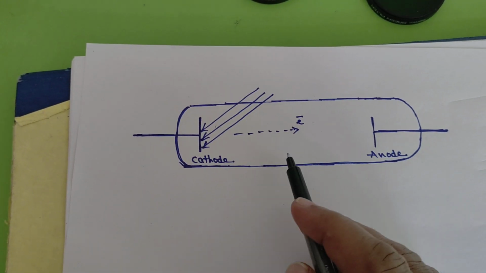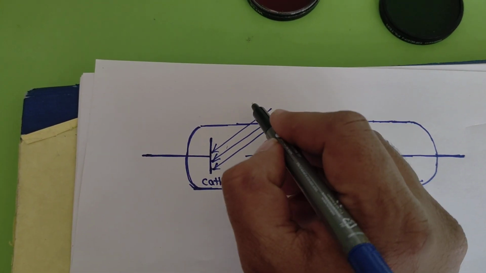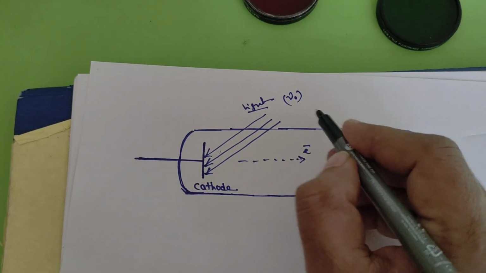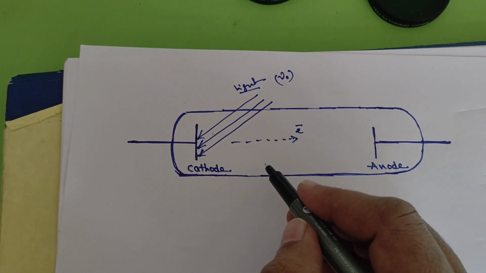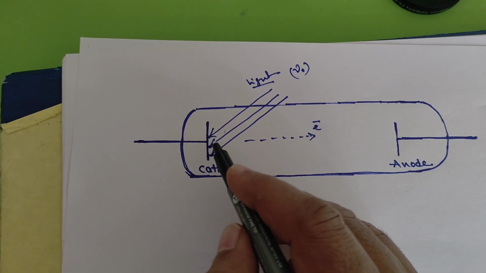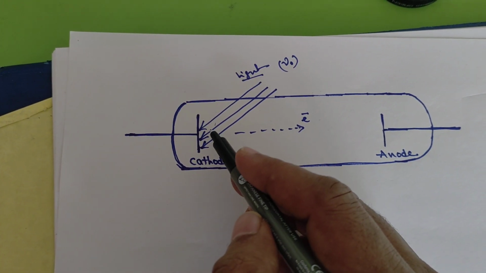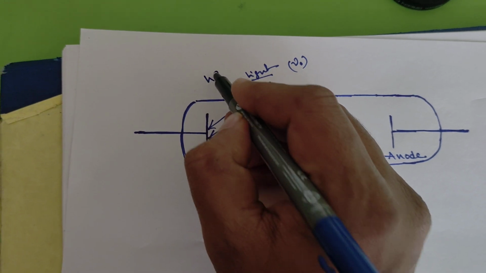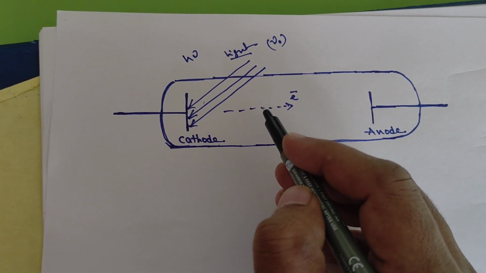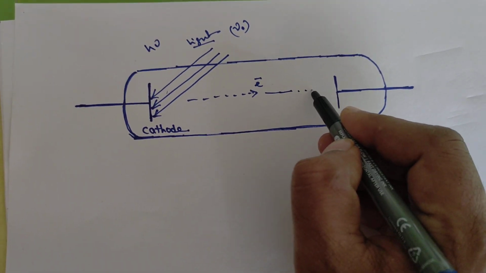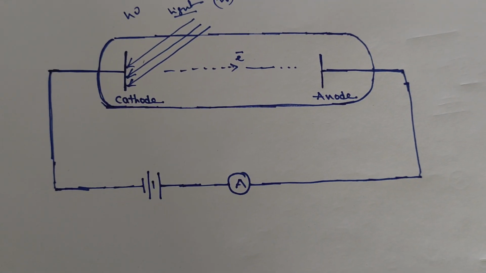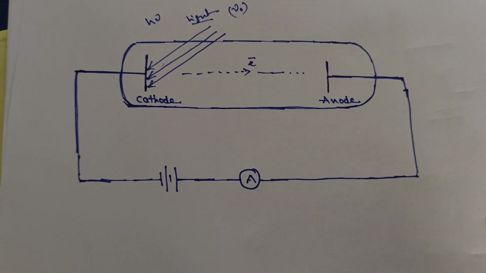According to the concept, this light needs to maintain a suitable frequency, which we call the threshold frequency. The minimum amount of energy required to emit an electron is called the work function. If the photon energy is more than the threshold or work function, then the electrons come out, and these electrons are collected by the anode. This is the complete circuit diagram related to the photoelectric effect.